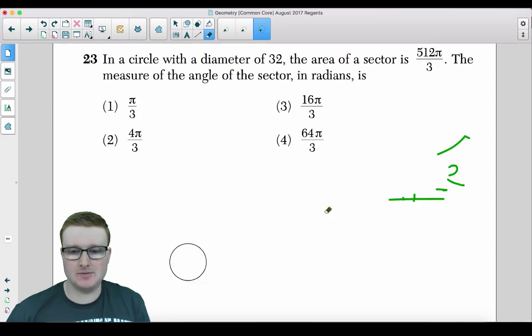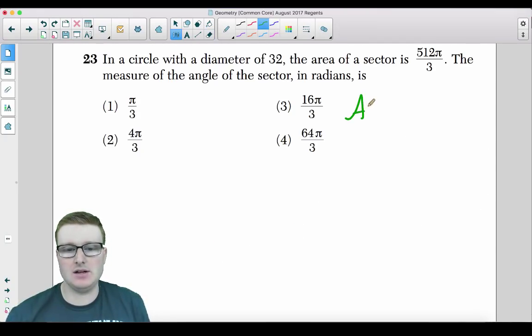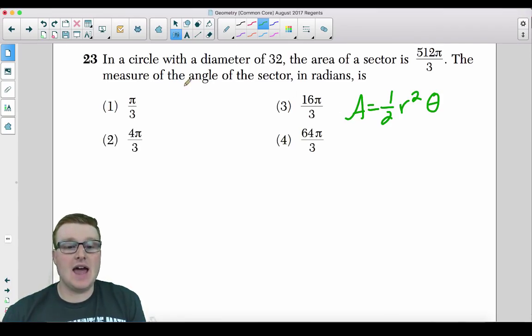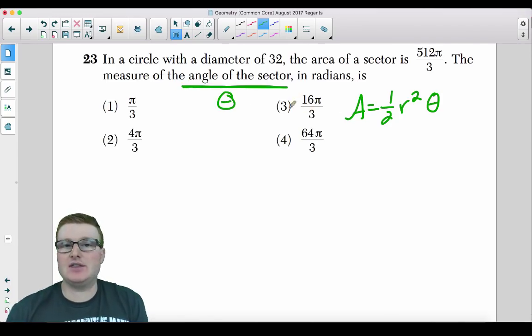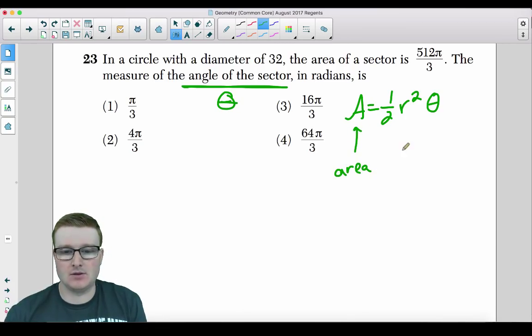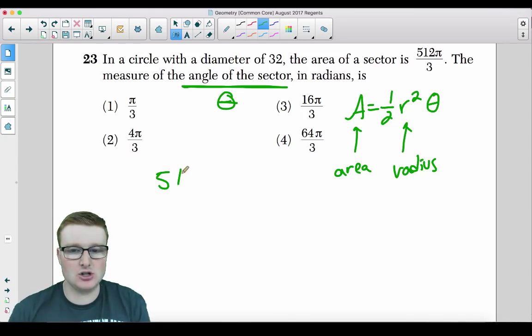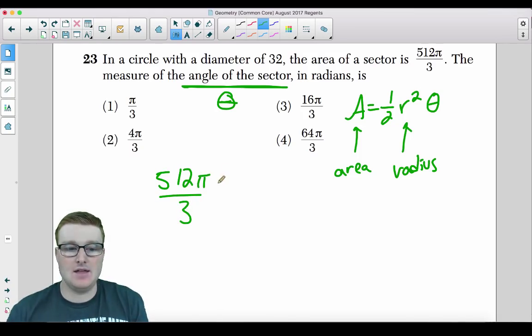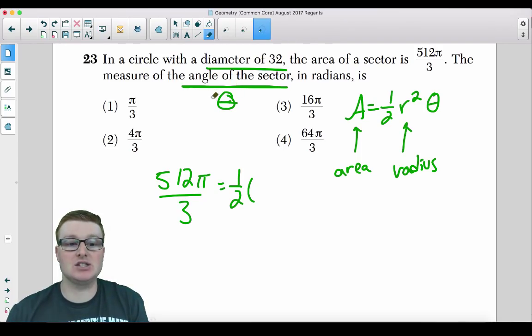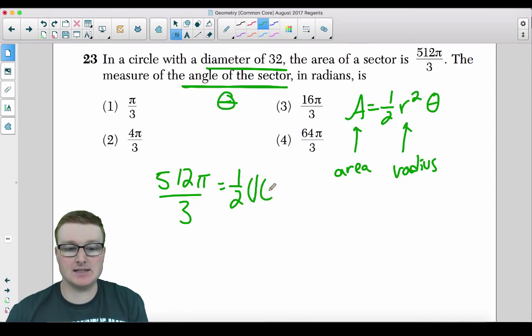So let me get rid of all this garbage. We're using this formula. Area equals 1/2 r squared theta. The angle of the sector, that is your theta. Theta is just a Greek letter to represent an angle measure. A still means area. R still means radius. That's still standard. Theta just means the angle measure. So they tell us that the area is 512 pi over 3. That equals 1/2. Now the diameter is 32. That means that the radius is 1/2 of the diameter, which is going to be 16.